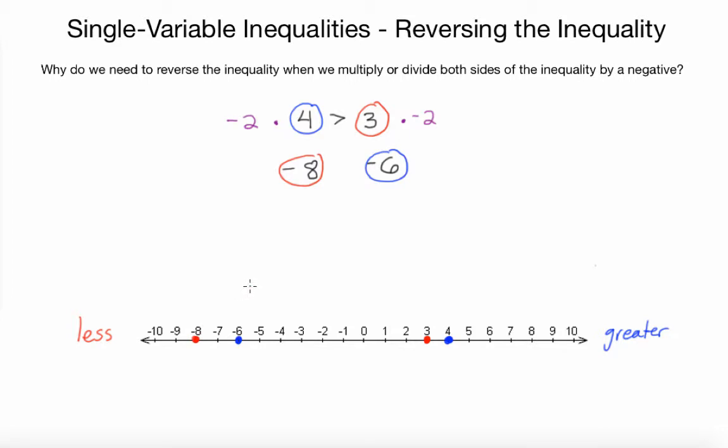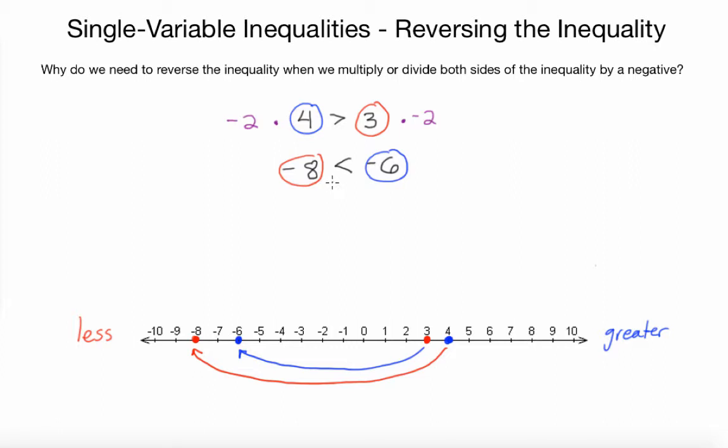So to reflect that change, the 4 was greater, but it ended up becoming less because it got multiplied by -2. Whereas the 3 was less to begin with, but when we multiplied it by -2, now it's to the right on the number line. So guess what I have to do to account for all these changes? Notice the left side was positive, now it's negative. This was positive, now it's negative. To account for all these signs, I have to reflect what is true, that -6 is now greater than -8. So I have to reverse the sign.